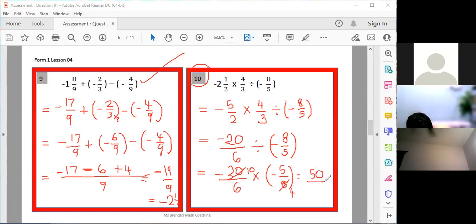Positive 50. Over, what is 6 times 4? That's what we just did. We just did multiplication here. 24, right? Simplify this. Okay, 50 and 24 will both become divisible by 2. You'll have 25 over 12. And yes, it will become 2 and 1 over 12. If you had simplified the 10 and 4, you would get 1 over 12 straight.